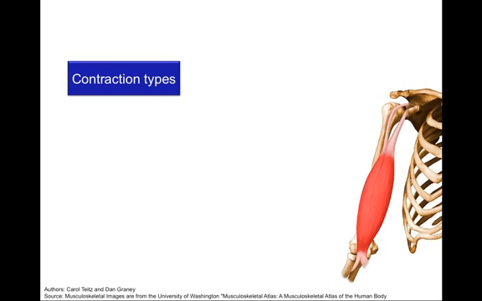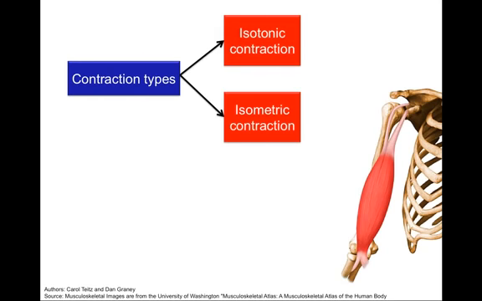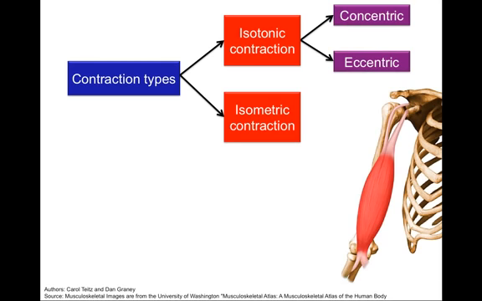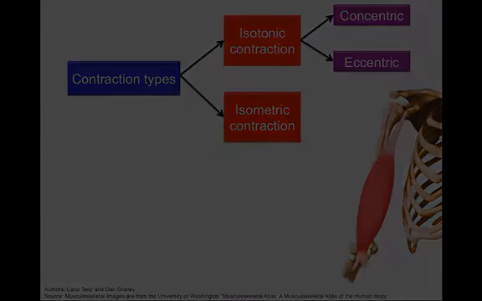Often when we hear the term contraction, we think of muscles moving, but in fact, a skeletal muscle can contract in two different ways. When it produces movement, we call this an isotonic contraction, and when it doesn't produce movement, we call it an isometric contraction. Isotonic contractions can be subdivided further into concentric and eccentric contractions. Let's look at an example.